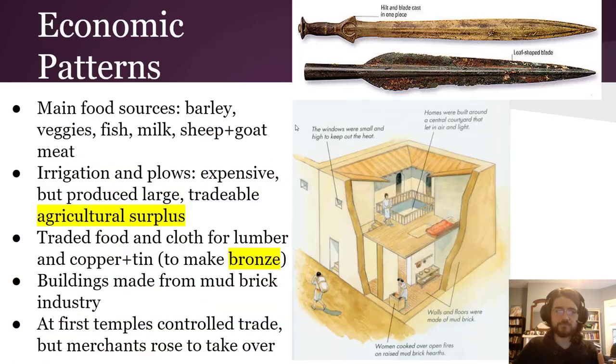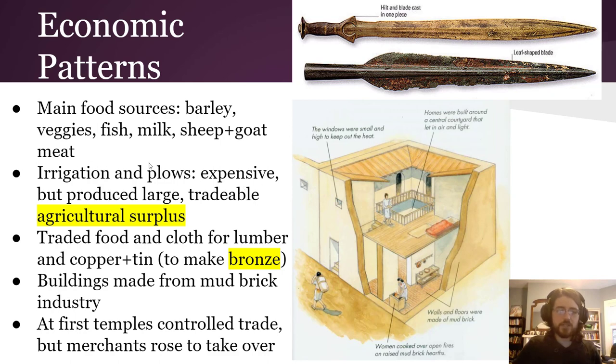Now, here are some key economic patterns. Their main sources of food were barley, and there were a variety of veggies, fish, milk, sheep, and goat meat. And you can see that they had this diversity of options for food sources, and that helped with stability, even in the face of unpredictable floods.